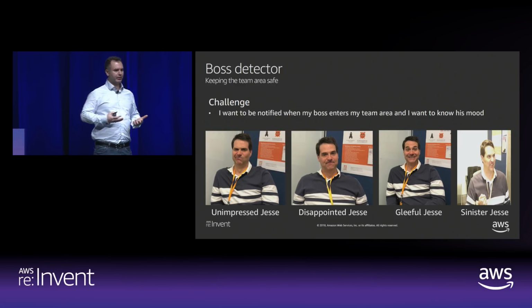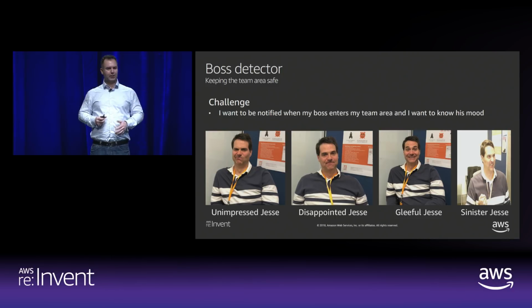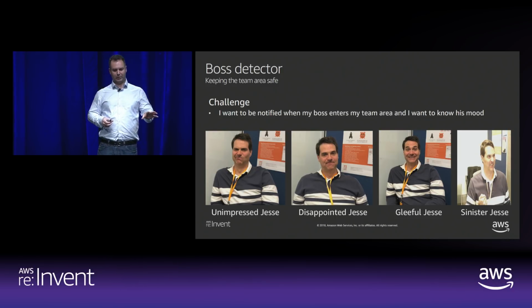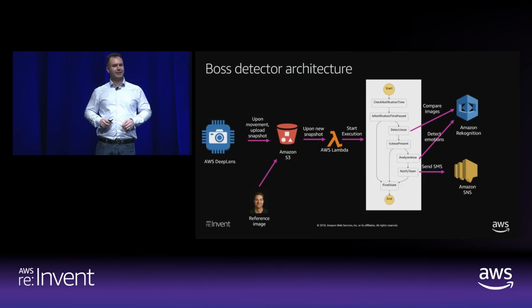And this led me to build a step functions-based application called the boss detector. So here's the problem statement. Let's know when my boss enters the area, and I'd like to know whether he's happy, sad, hungry, tired. Which version of Jesse am I dealing with? And you can see the different shades of this gentleman.